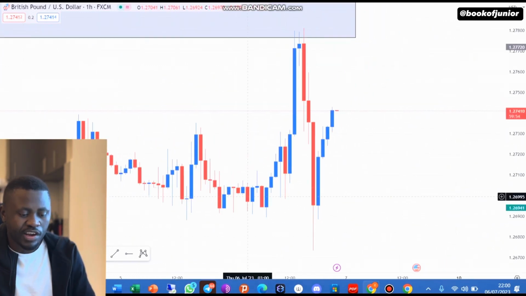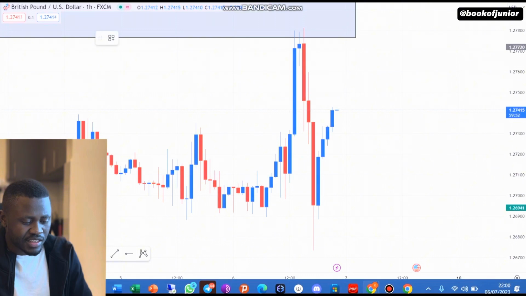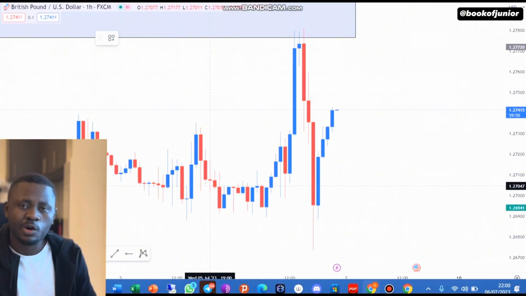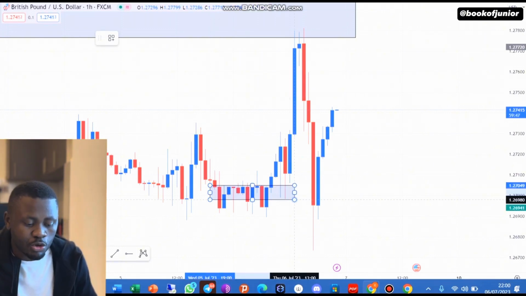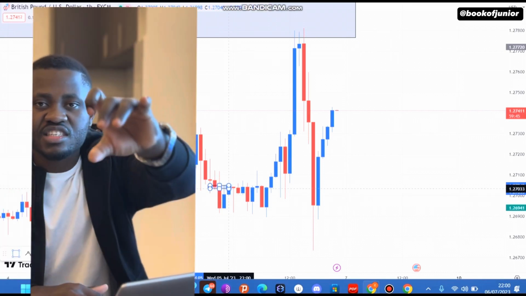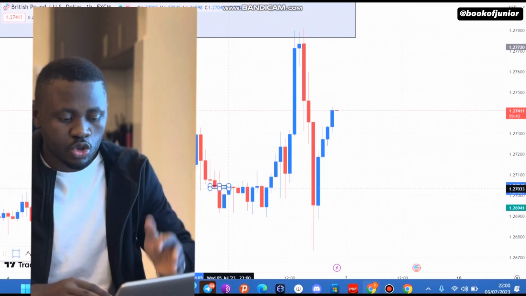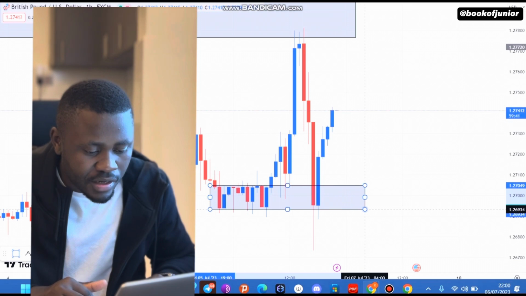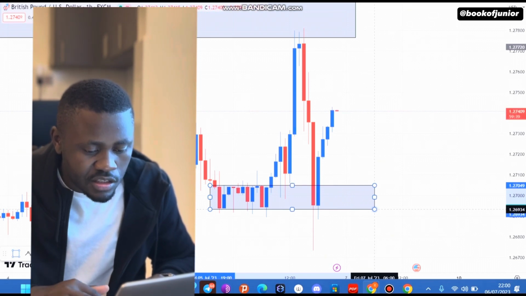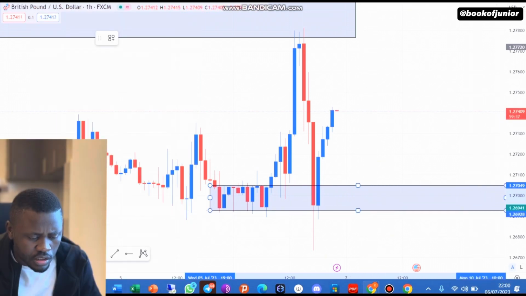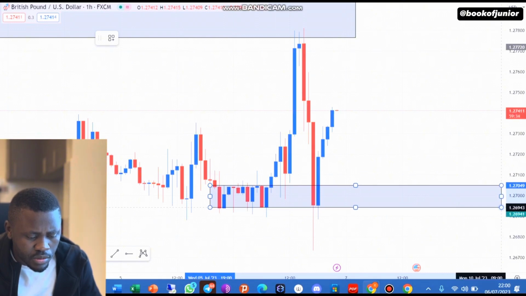You can see when I zoom in like this, we had this nice consolidation. So how does a consolidation look like? This is what we call a consolidation. Price is moving in a fixed zone, just like this. When you mark it out like this, you just make sure to drag it into the future, just like this.